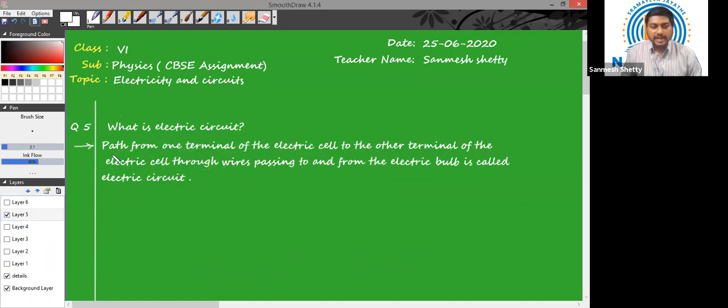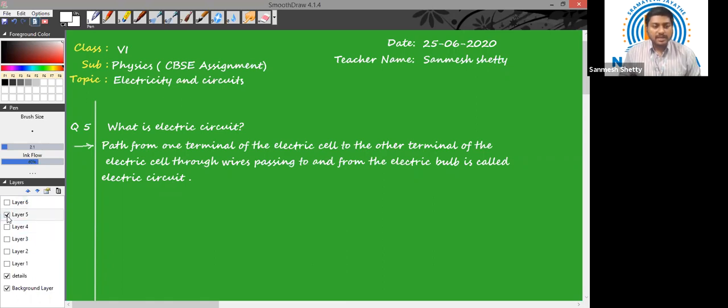Yes, so that is what I have written. The path from one terminal of the electric cell to the other terminal, that means positive to negative, through wires, because we use wires for the connection, to and from the electric bulb is called an electric circuit. One terminal of the bulb is connected to the positive terminal of the cell, and another terminal of the bulb is connected to the negative terminal of the cell. That's how the entire circuit is complete, and we give a path for an electric current to flow.